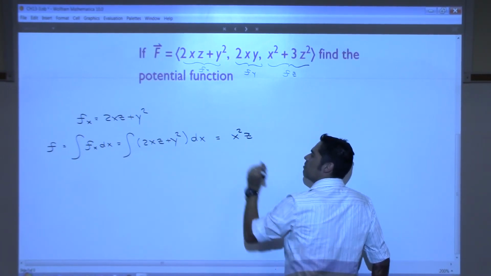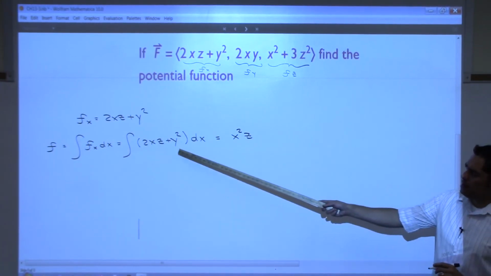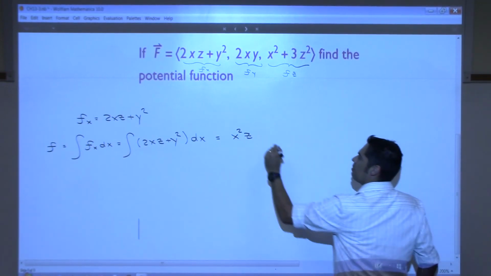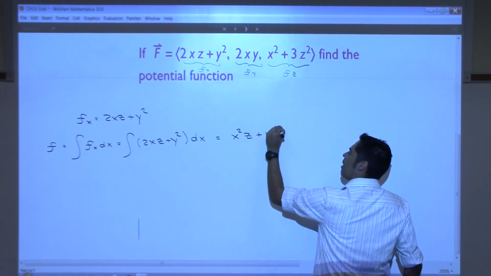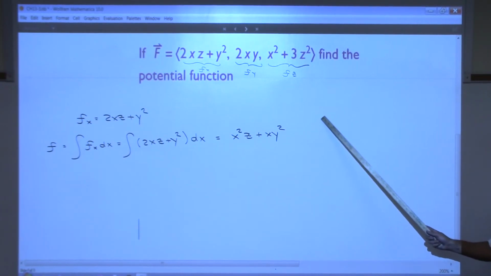X squared z. Everyone okay with that? What is the antiderivative of y squared with respect to x? Xy squared. Or you could say y squared x. Plus... Would we say g of x and y or z? Close. G of what could be over here that would go to 0 if we took its derivative?